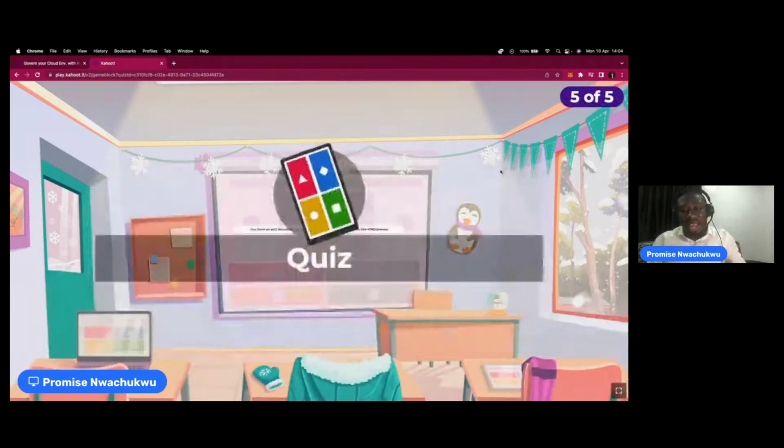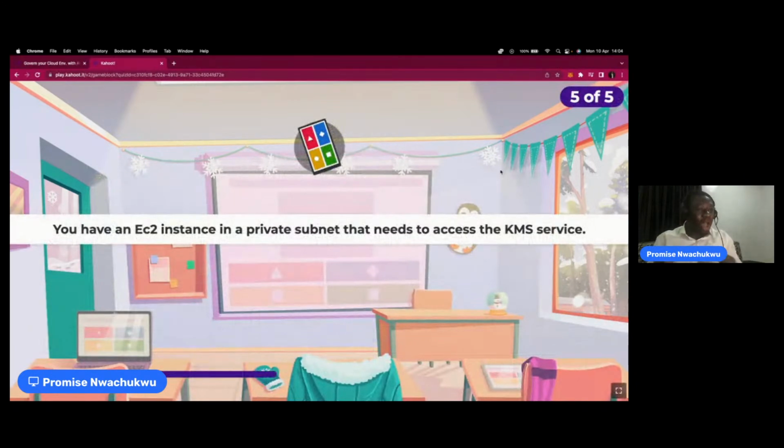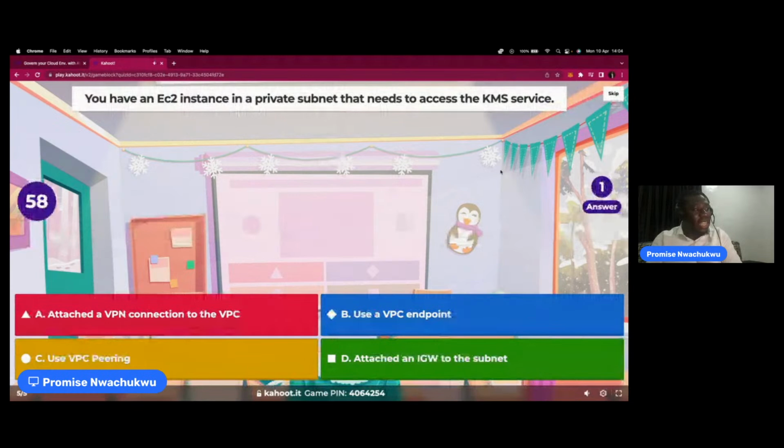All right, on to the next and the last question for the day. You have an EC2 instance in a private subnet that needs access to the KMS service. Wow, I have 3 answers in already.